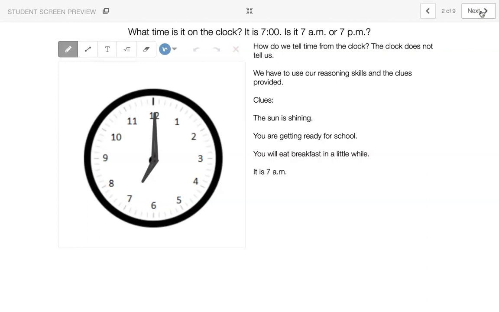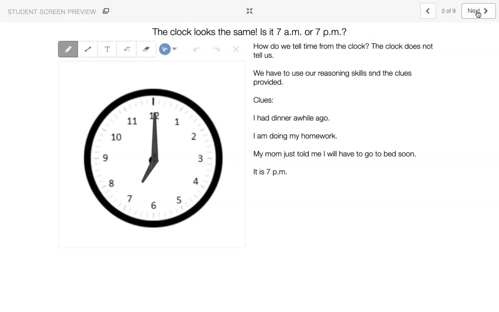So what time is it on the clock? It's 7 o'clock. But is it 7 AM or 7 PM? How do we tell time from the clock? The clock doesn't tell us. So we have to use our reasoning skills or our detective skills and the clues provided. Here are the clues. The sun is shining. You're getting ready for school. You will eat breakfast in a little while. So do you think it's 7 a.m. or 7 p.m.? And it is 7 a.m.